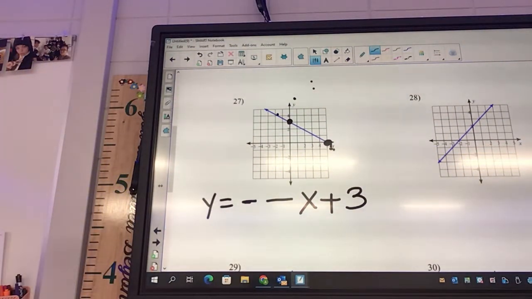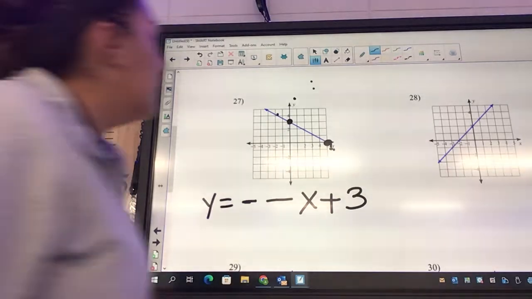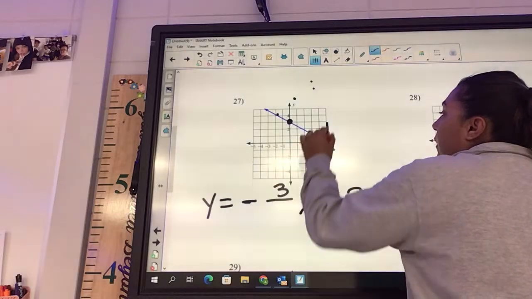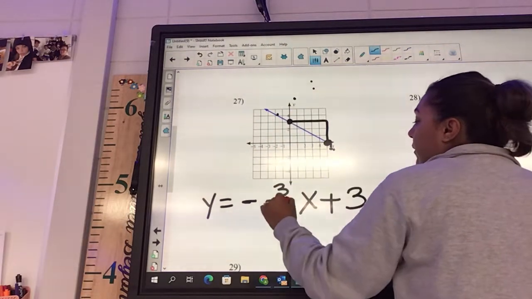Okay, what is our slope? 3. Up how many? 3, yep. Over 5.